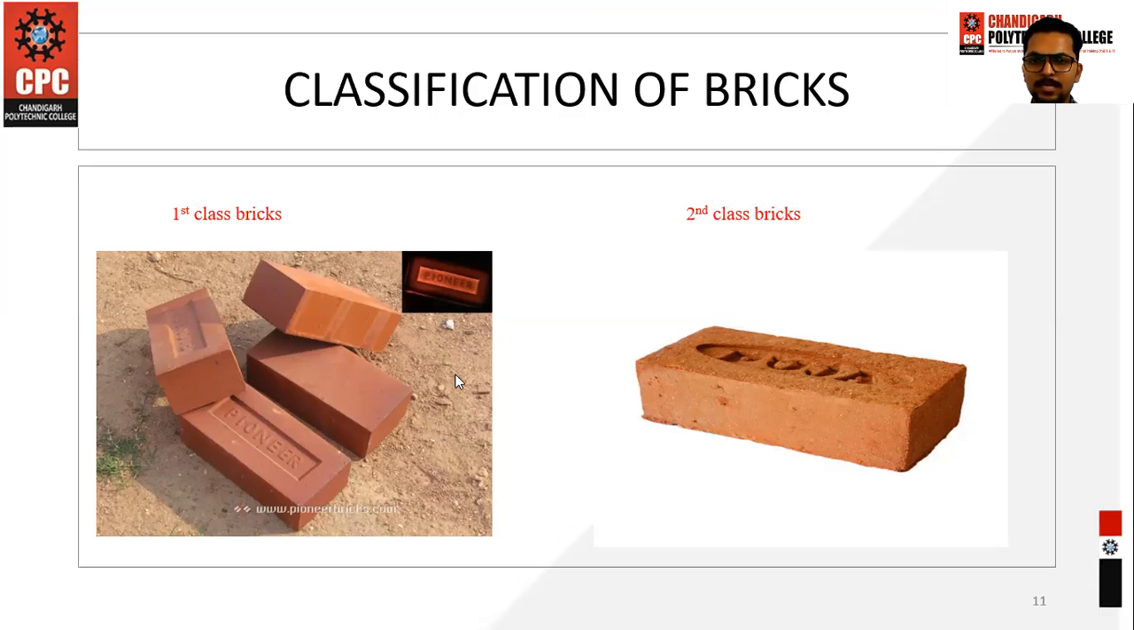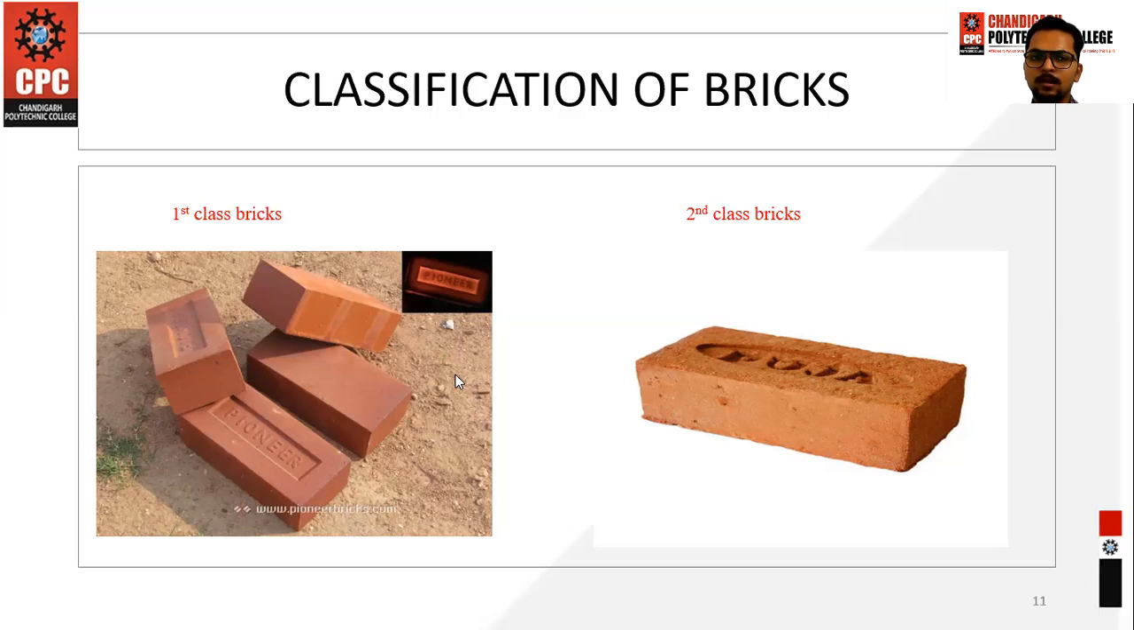Edges are properly sharp, and the frog is properly shaped. So this is an image of a first class brick. So from the color only, or from the size only, or from the shape only, you can describe that it is a first class brick. The strength will automatically improve because there is an evenly burnt part, and you will not see any type of crack or flaws in a first class brick.